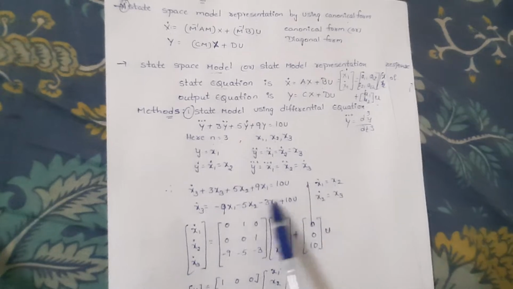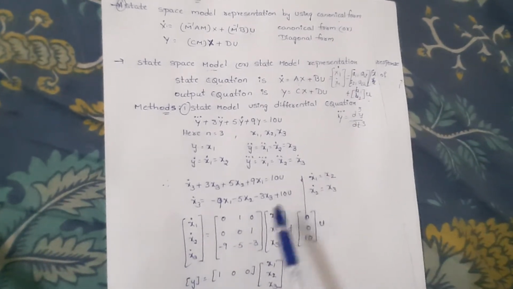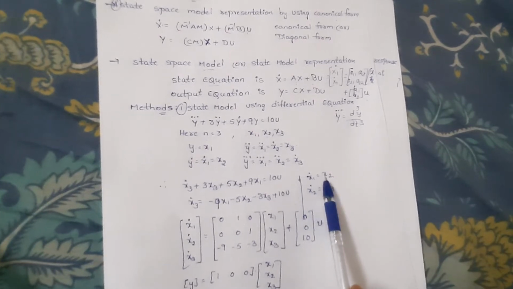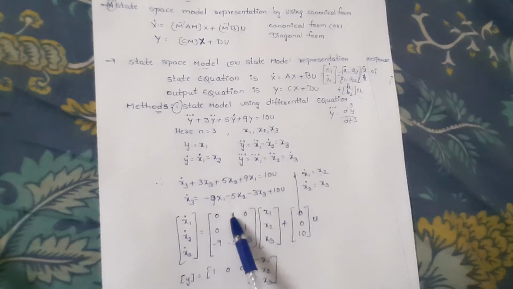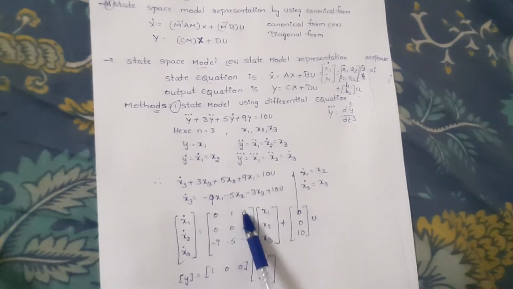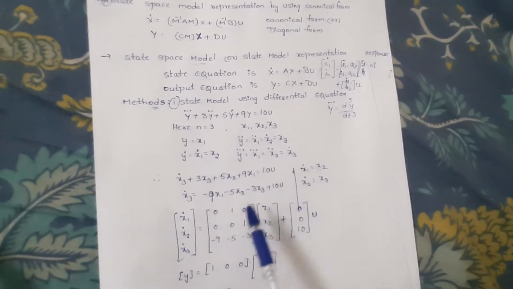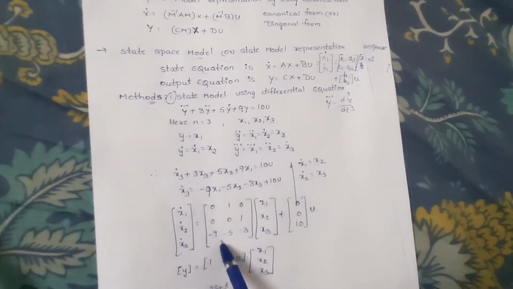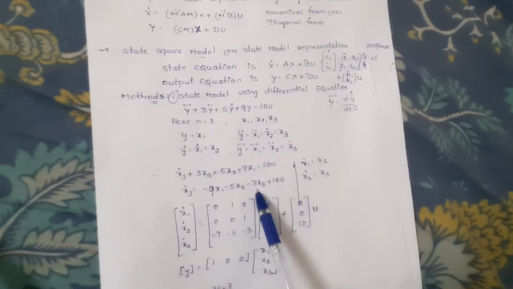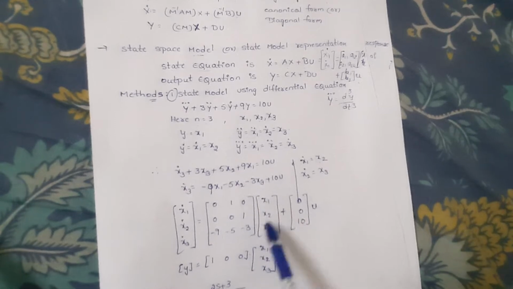So now you represent it in terms of a matrix: x1 dot, x2 dot, x3 dot. In x1 dot, is there any x1 term? No, that's why 0. x2 term? Yes, 1. x3 term? No, 0. Next, in x2 dot, you have no x1 term, no x2 term, only the x3 term is there. And in x3 dot, you have the x1 term, x2 term and x3 term. So now you complete the matrix.